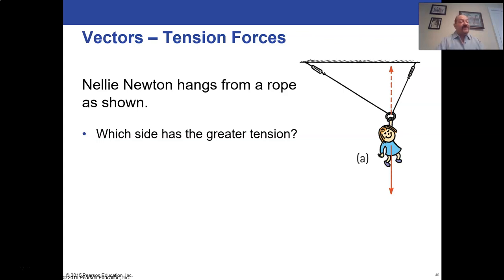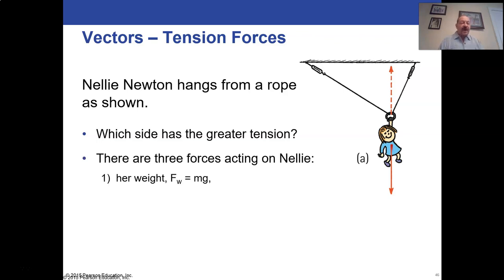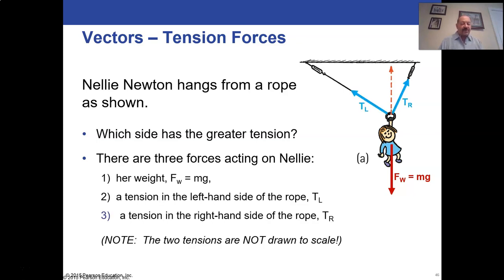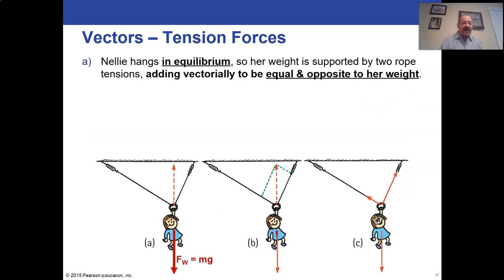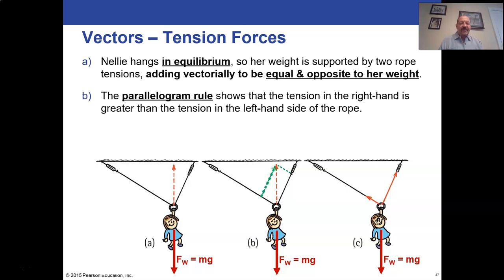We've seen this one before too. Nellie Newton's hanging from a rope. It's actually from 2 ropes here. Which side is greater? She's got the force down due to her weight. She's got a tension on the left cable, a tension on the right cable, which are not drawn to scale. We talked about this last time, how to figure this out. I'm just reminding you. You create a parallelogram that matches the opposite force that must be holding her in place.